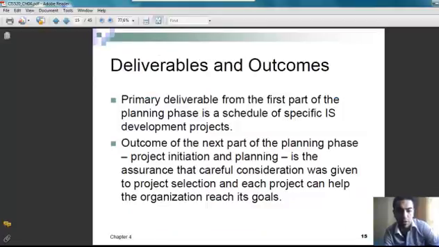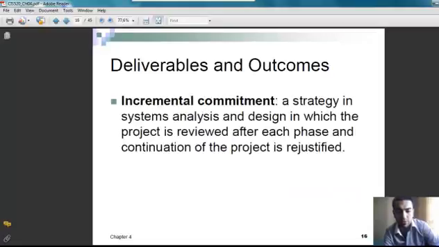Deliverables and outcomes. The primary deliverable from the first part of the planning phase is a schedule of specific IS development projects. The outcome of the next part of the planning phase, project initiation and planning, is the assurance that careful consideration was given to project selection and each project can help the organization reach its goals. Incremental commitment is a strategy in systems analysis and design in which the project is reviewed after each phase and continuation of the project is rejustified.